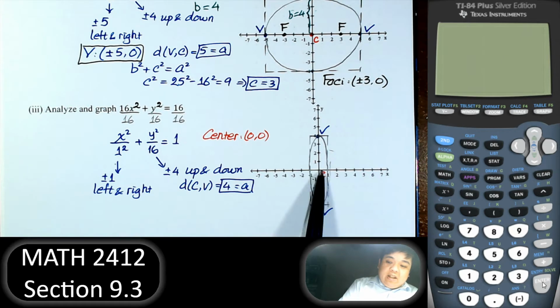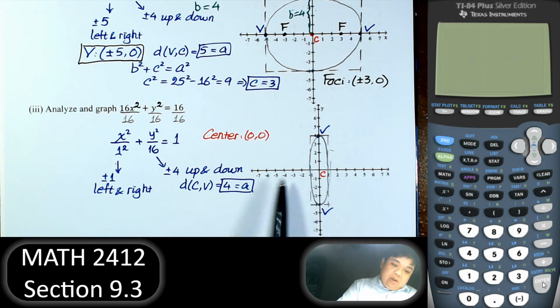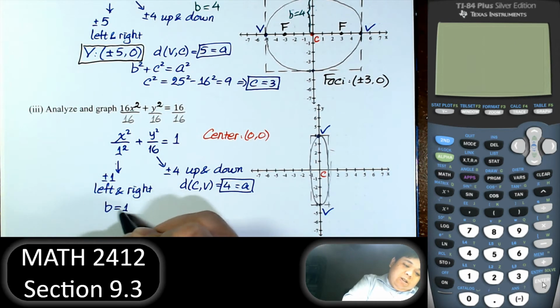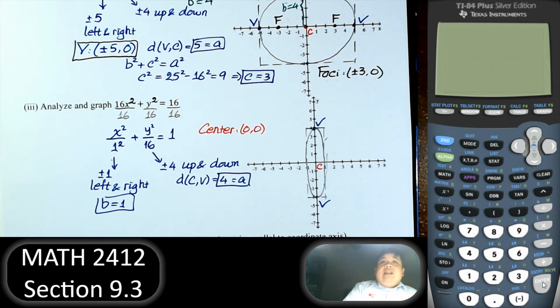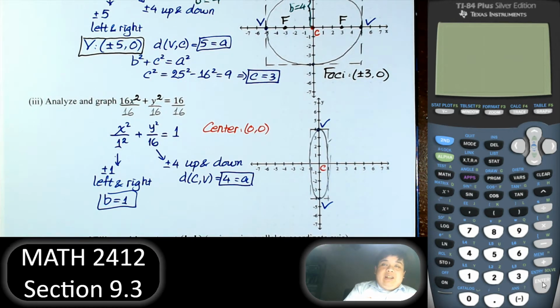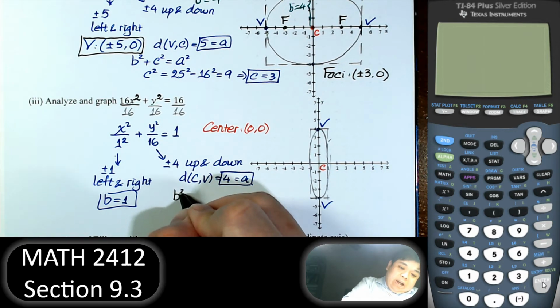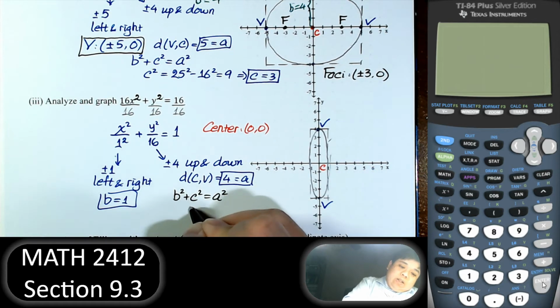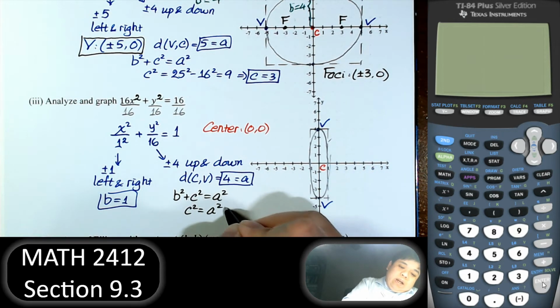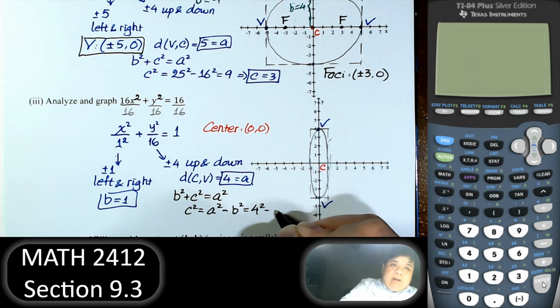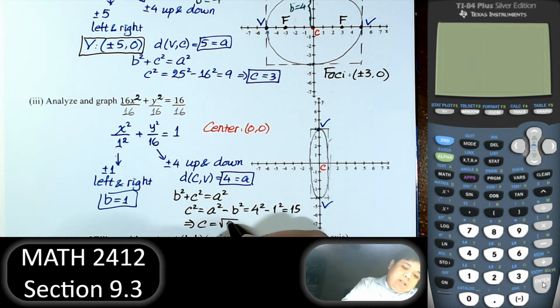1 is the other distance, on the perpendicular to the major axis. So B is going to be equal to 1. We have B, we have A. Suddenly we can find C, I mean the distance C. So B squared plus C squared equals A squared. So C squared is equal to A squared minus B squared. So that is 4 squared, 16 minus 1, that's 15. So C is equal to the square root of 15.